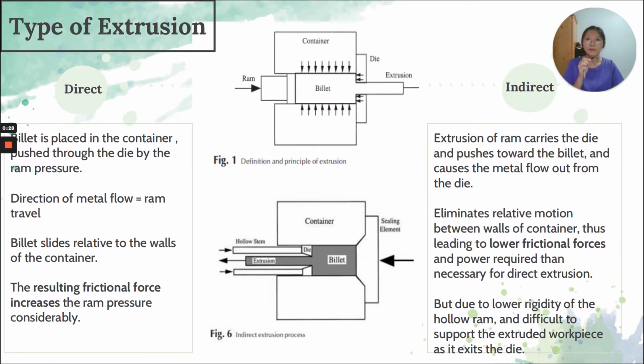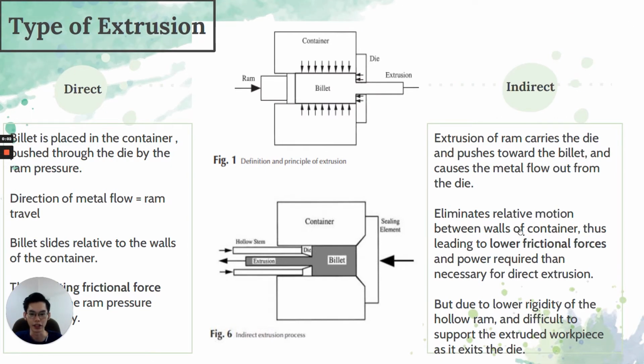when the direction of flow of metal is the same as the movement of the ram. During this process, the billet slides relative to the walls of the container, and this results in increasing frictional force and leads to a higher ram pressure. I will continue with the indirect extrusion.